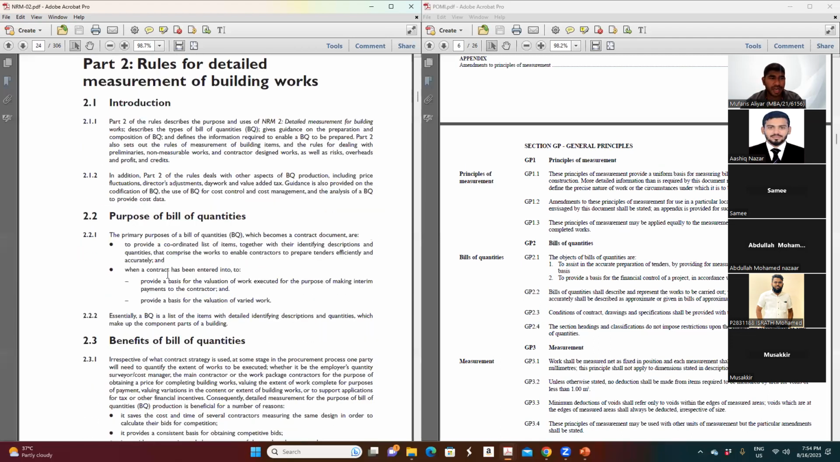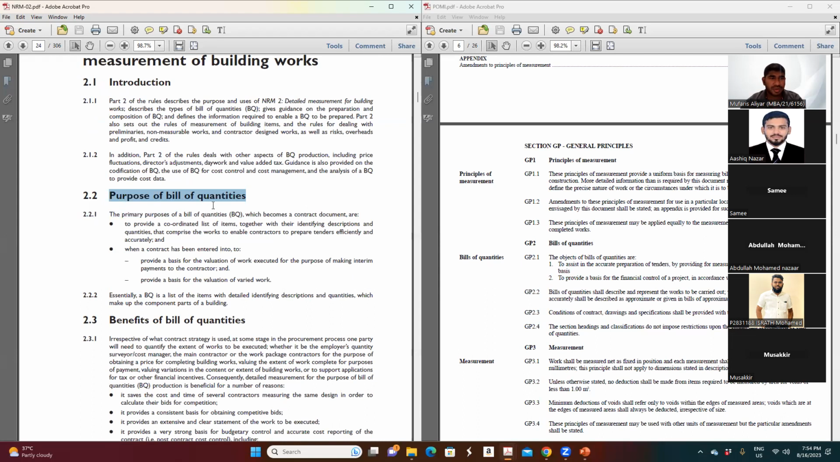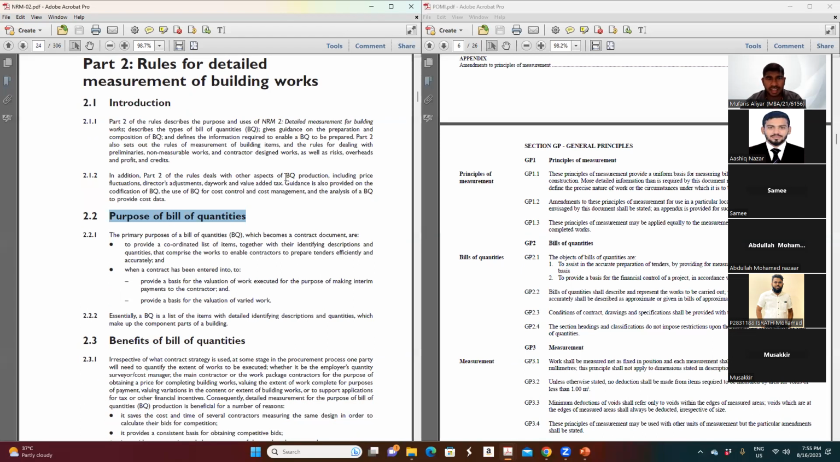So for these purposes, you use this definition. Then we come to part two. Very interesting thing, part two in this NRM. They talk about the purpose of bill of quantities, guys. If you spend some time to read this document, you will gain lots of things. Okay, you will gain so many information here. As I said earlier, they mentioned BQ. They didn't mention the bill of quantities again, only in the first sentence when they started.